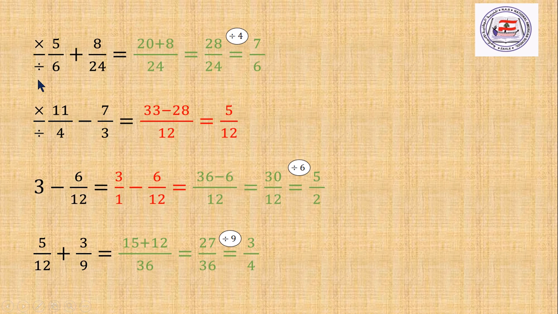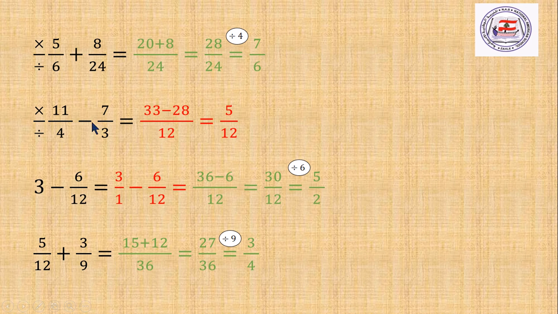More examples. 5 over 6 plus 8 over 24. Different denominators. I make a big line, I find the LCM, and then the LCM is 24. Now 24 divided by 6, 4. 4 times 5, 20. 24 divided by 24, 1. 1 times 8, 8. Now I add 20 plus 8, 28 over the same denominator, 24. 28 over 24. Divide both by 4, I get 7 over 6. This is a simplified fraction, simplest form.